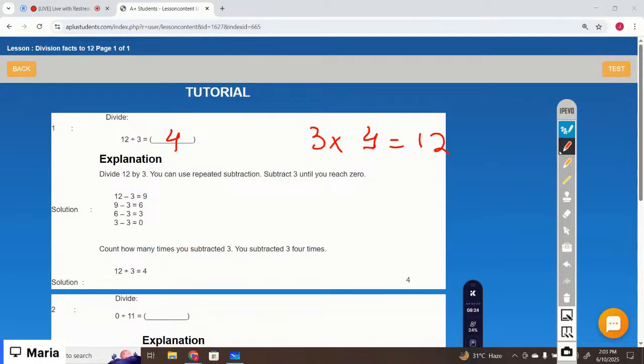Or the division is the same as repeated subtraction. You need to subtract until you have the answer 0. You would need to subtract 3 each time out of 12. Like 12 take away 3 is 9, 9 take away 3 is 6, 6 take away 3 is 3, 3 take away 3 is 0. So you subtracted 4 times. That means 12 divided by 3 is 4.